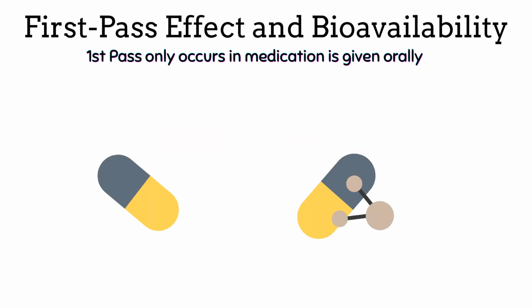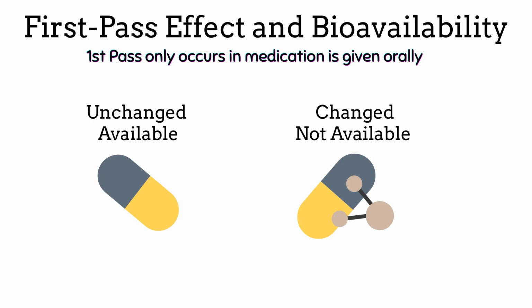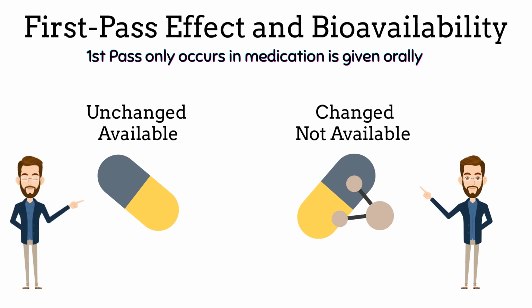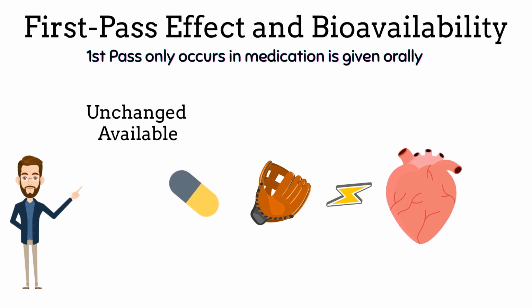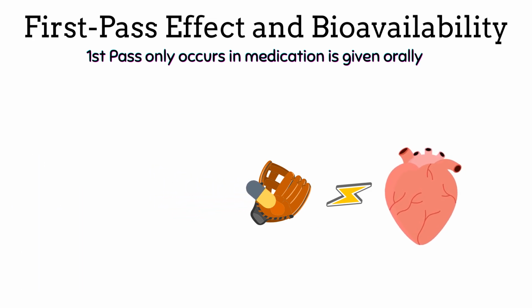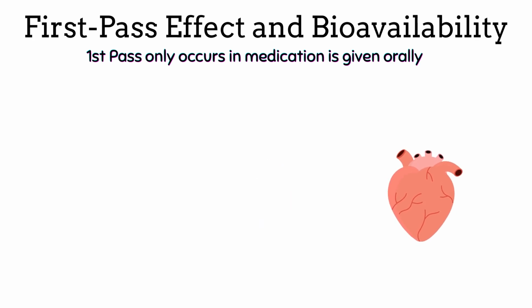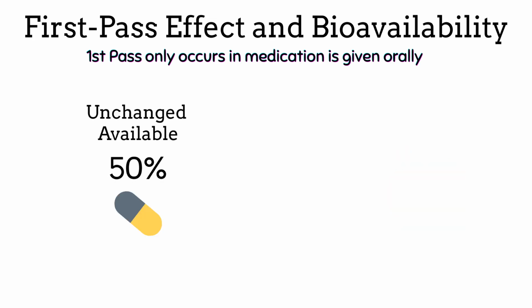At this point, you'll now have both the changed drug and the unchanged drug in circulation. The drug that's changed and has been facilitated towards excretion will get filtered out. The drug that's unchanged will be able to bind to its intended receptor and cause a therapeutic effect. The unchanged drug is now bioavailable. That's the proportion of the drug that is able to carry out the effect.